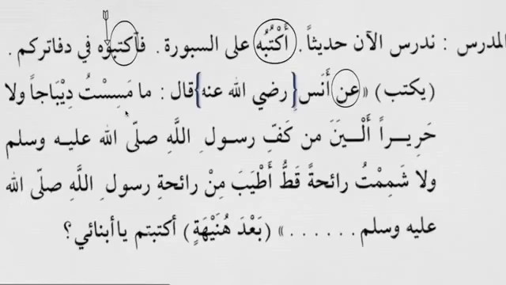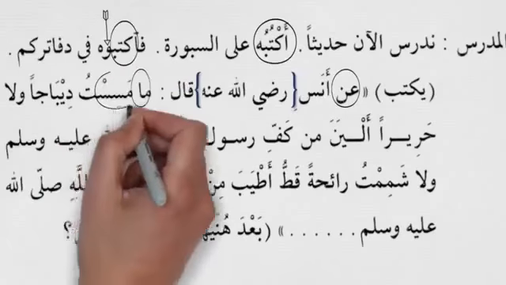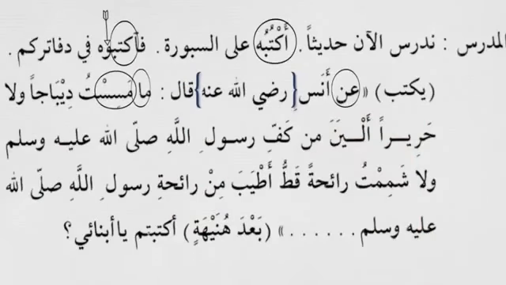Ma masistu. What did he say? Ma masistu. Masisa, we know. Massa means to touch. Masistu means I touched. Ma masistu means I did not touch. So masis is your fa'al, ma is the particle of negation, and tu is the fa'il. Dibajan. So I did not touch a silk garment.